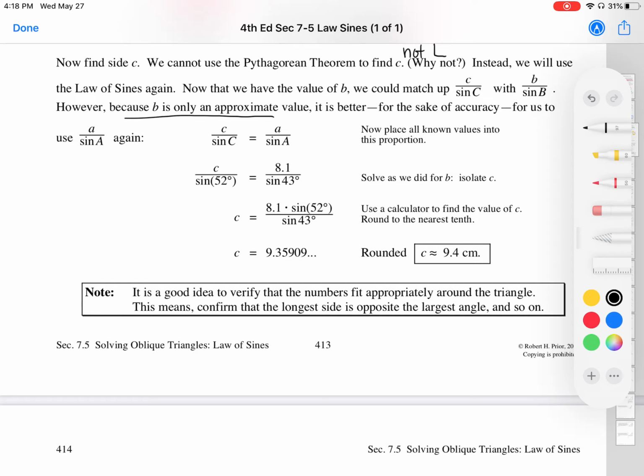Okay, so we're trying to find side C. Let's set it up. So C over sine of 52, which is angle C, is equal to 8.1 over sine of 43. We multiply both sides by sine of 52, and we do this to get C by itself. All right, now we're left to punch this into your calculator, and your answer is 9.3. Now, if you don't get the answer right, make sure you are in degrees. We're working with degrees, so make sure you're not in radians.